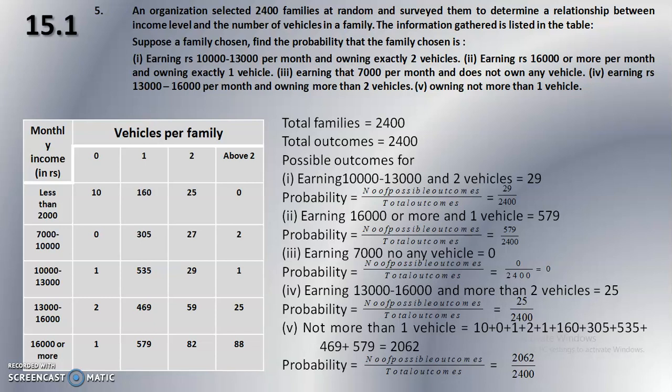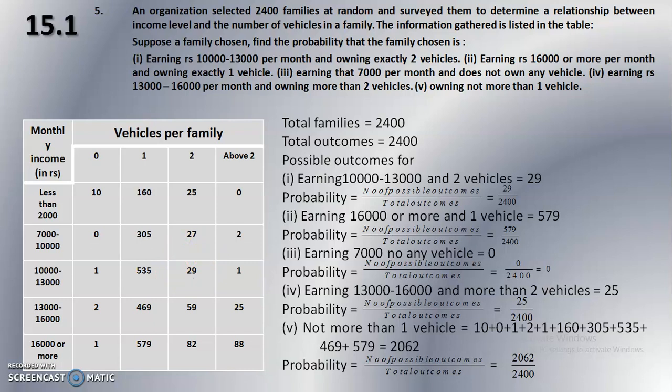Suppose a family is chosen, find the probability that the family chosen is: First question, earning rupees 10,000 to 13,000 per month and exactly 2 vehicles. At the time, the possible outcome is 29.